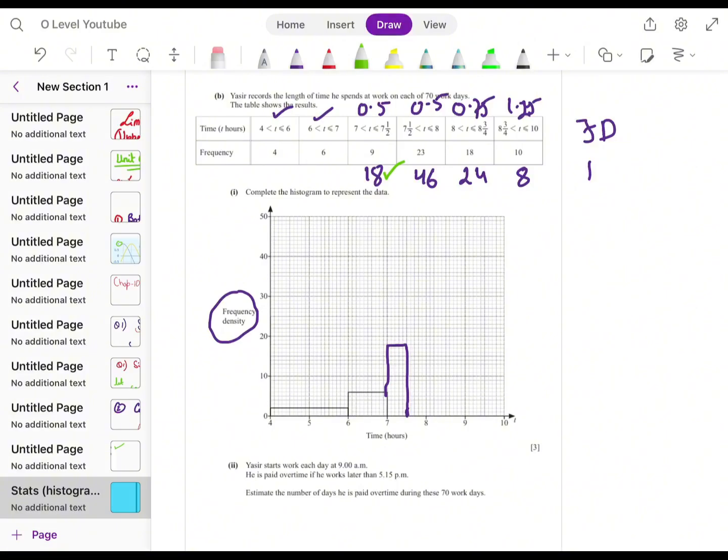Now 7.5 till 8 is 46. So I have to move till 46 and then again down to 8. Done with this. And now 24. This is 8 till 8.75. So 8.75 will be somehow here, and this will be moved toward 24.